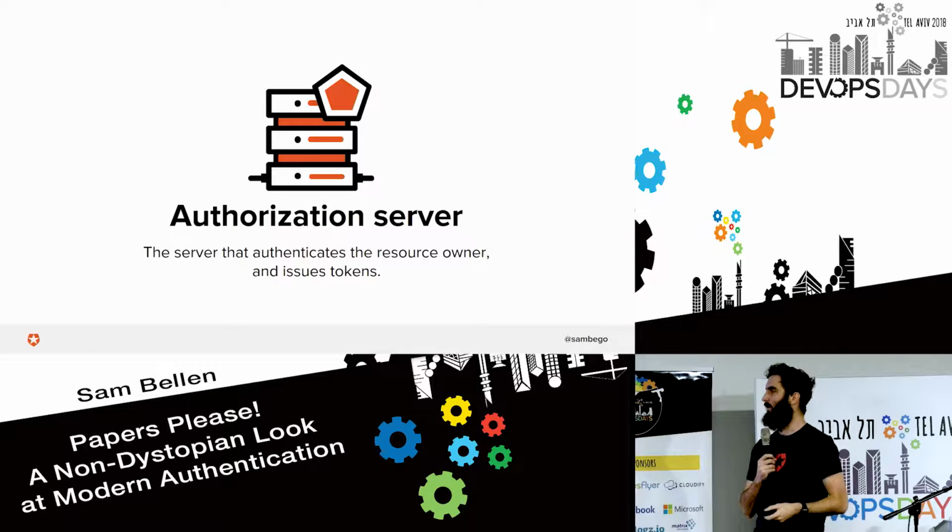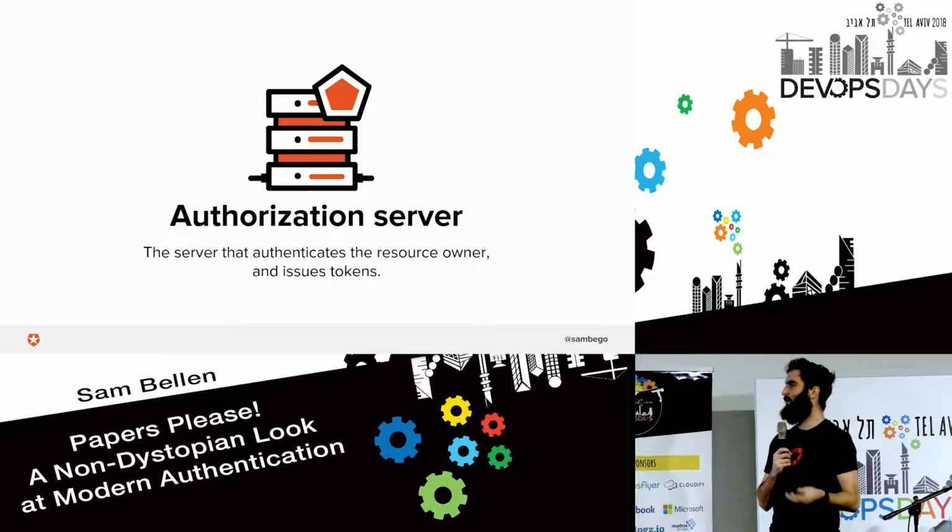And lastly, we have the authorization server, the server that authenticates the resource owner and issues tokens. So basically, this is the server that's going to decide if a user is authenticated and which content it can view or which actions it can take.